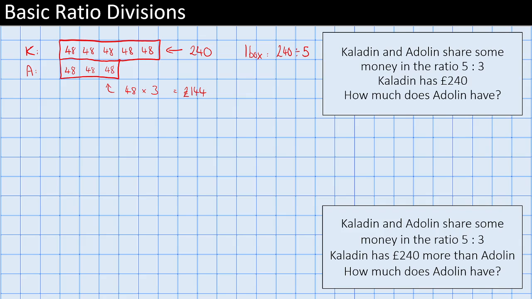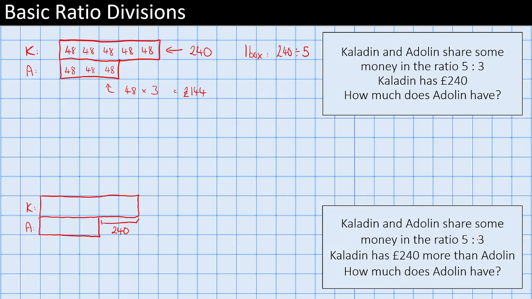Okay. So, like before, we've still got our 2 people, so I'm going to label which one is which. We've still got the same ratio, so I know that my top person has got 5 boxes, and my bottom person has got 3 boxes, just like so. But this time I know that my first person has got £240 more than my second person. Okay, so these parts of my ratio here are £240.